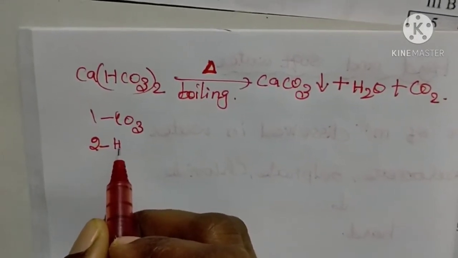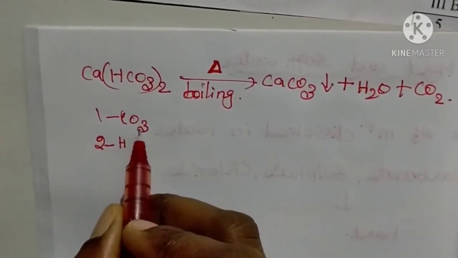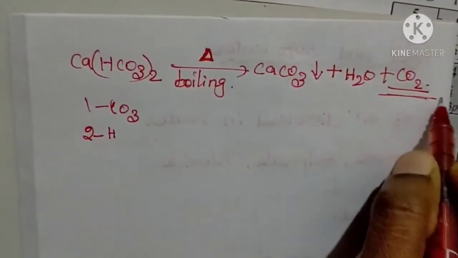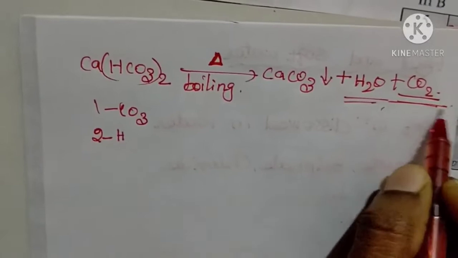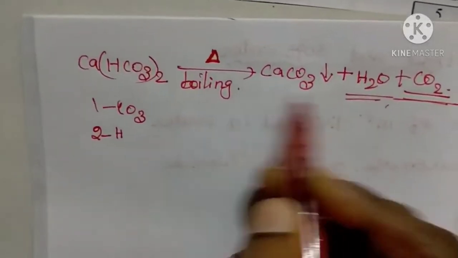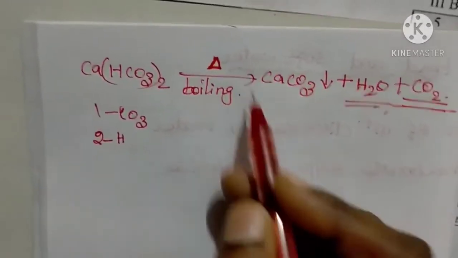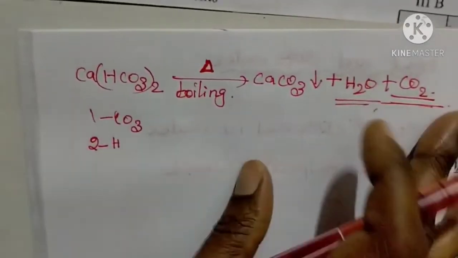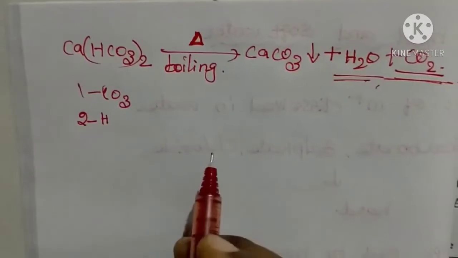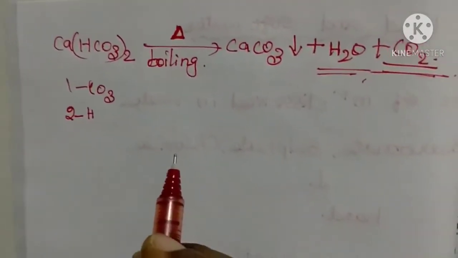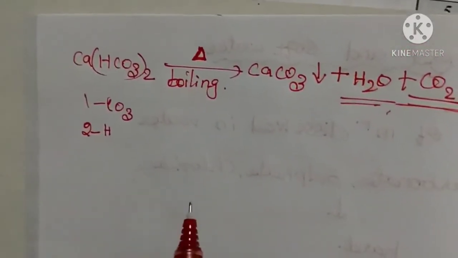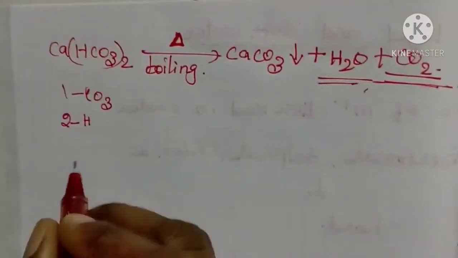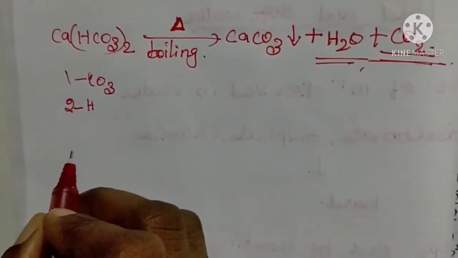Then the remaining from the CO3, one O is combined with the hydrogen, so the remaining two oxygen form CO2 as a byproduct, and H2O is also a byproduct. Two byproducts, and the major product calcium carbonate is precipitated out and you can filter that. Then the hardness of the water is removed by this heating method.